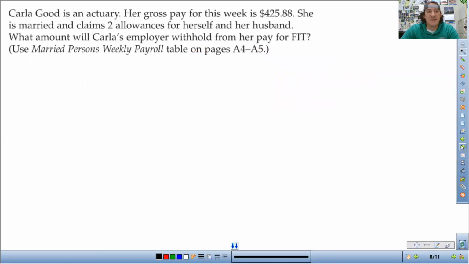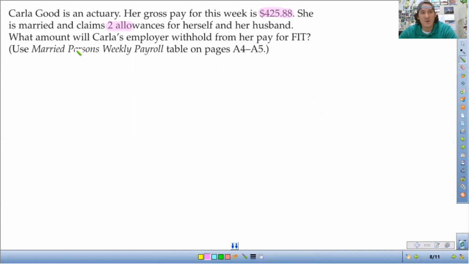Carla is an actuary. Her gross pay for this week is $425.88. She's married and claims 2 allowances for herself and her husband. What amount will Carla's employer withhold from her pay for federal income tax? Here are the things that we need to know. Her total pay, $425.88, and she has 2 allowances.